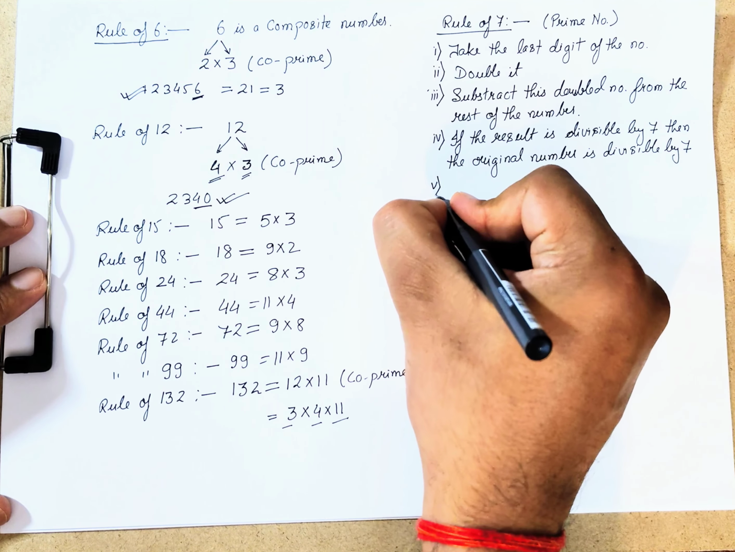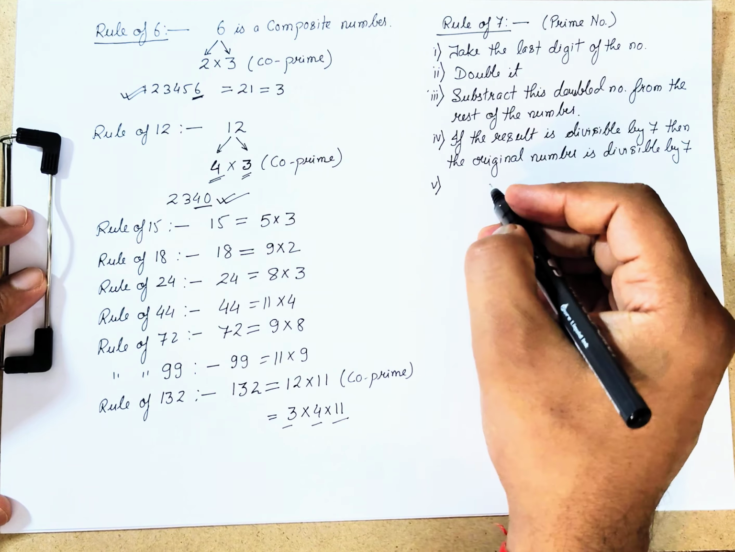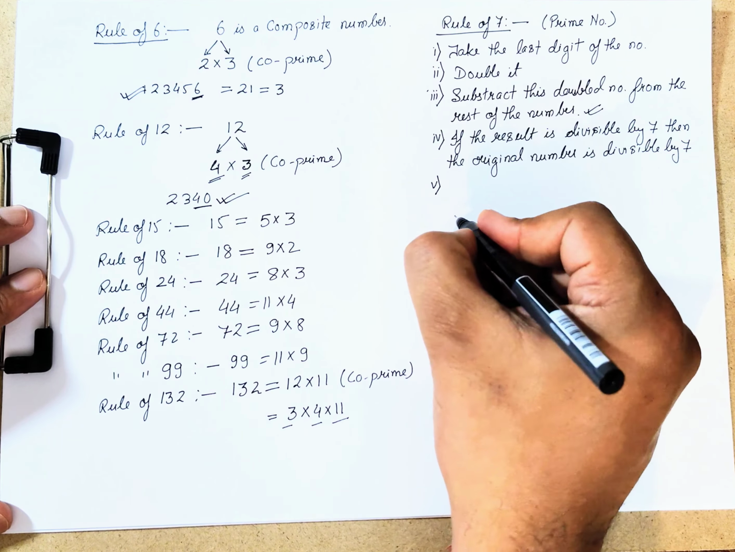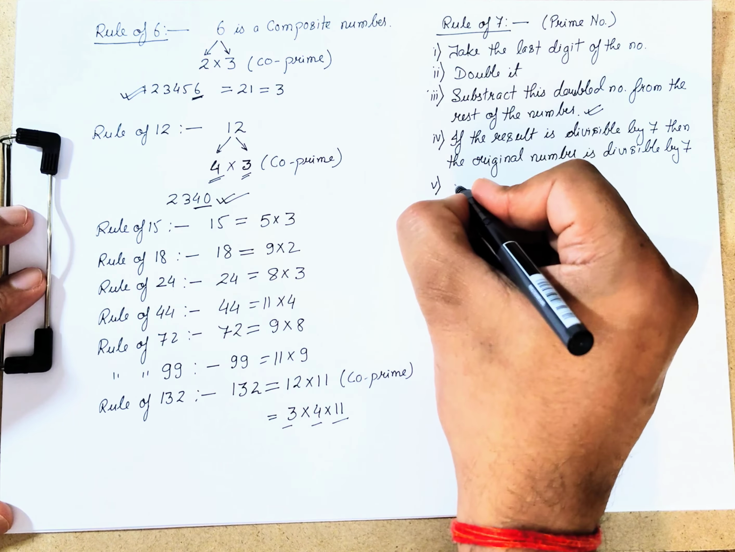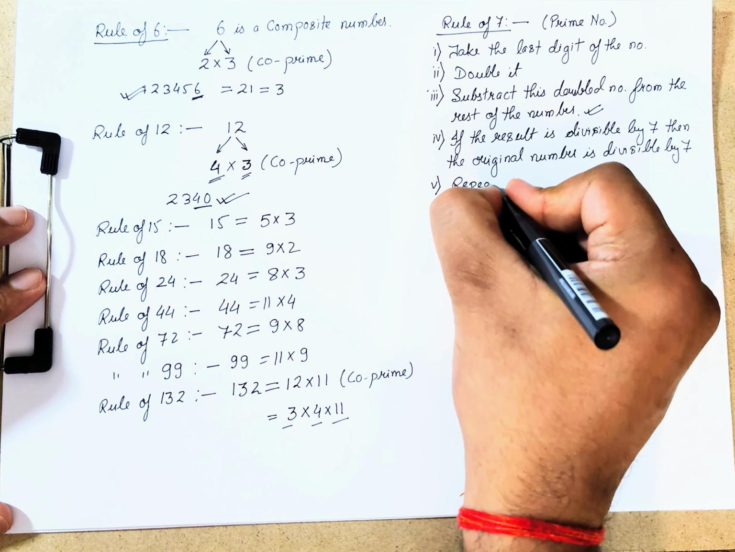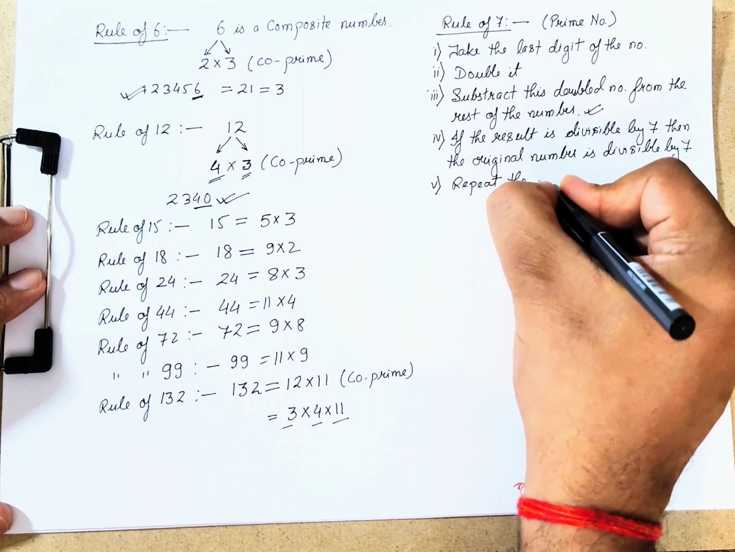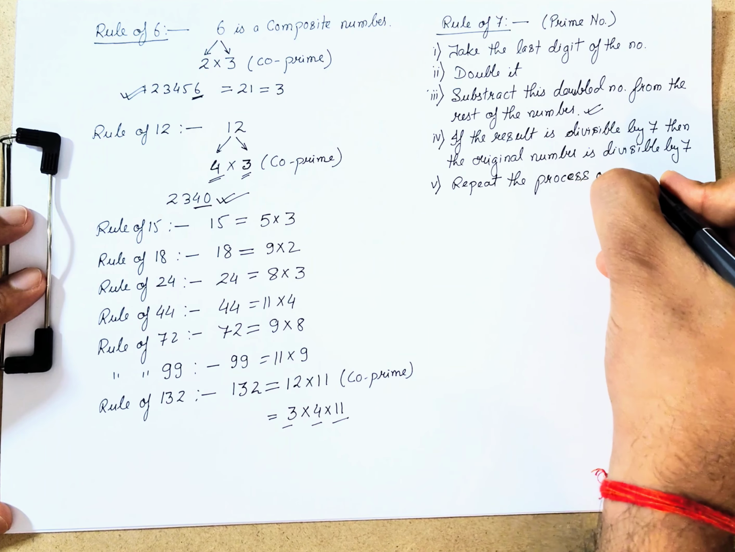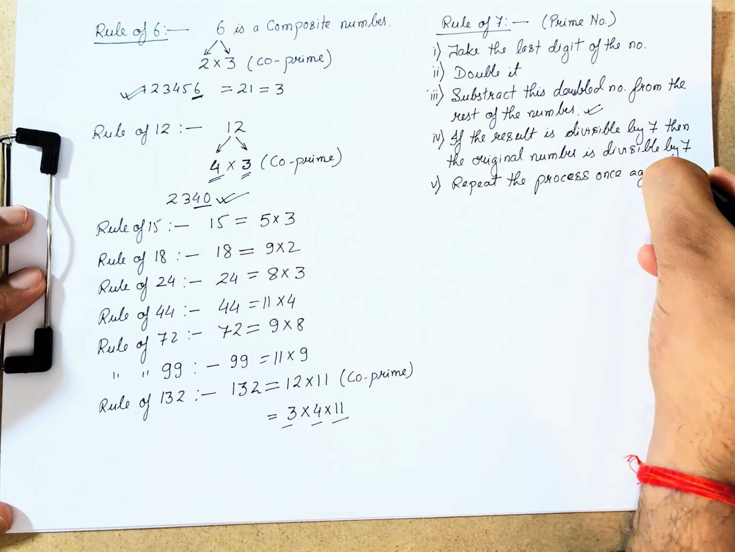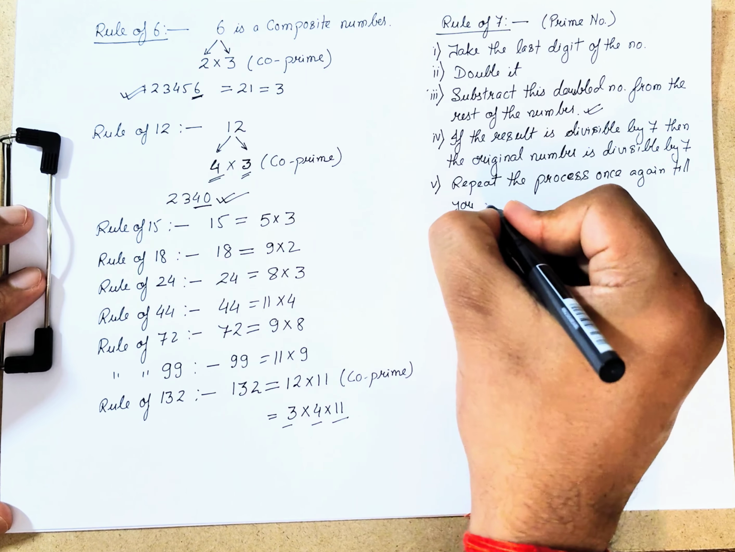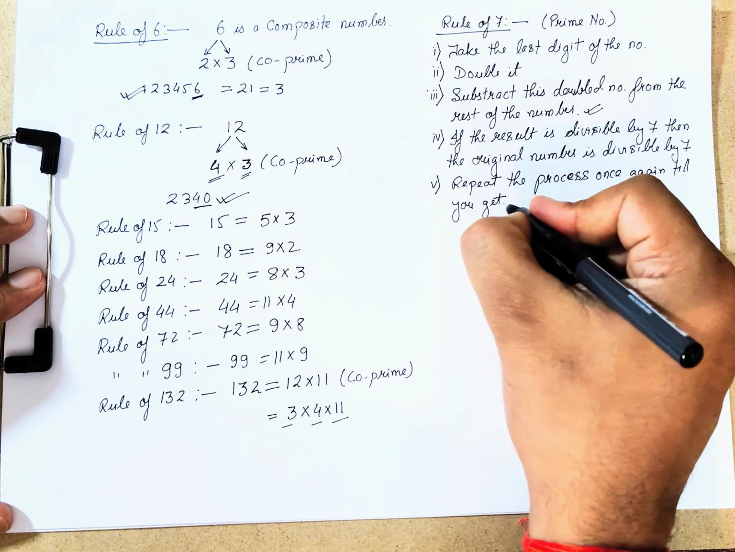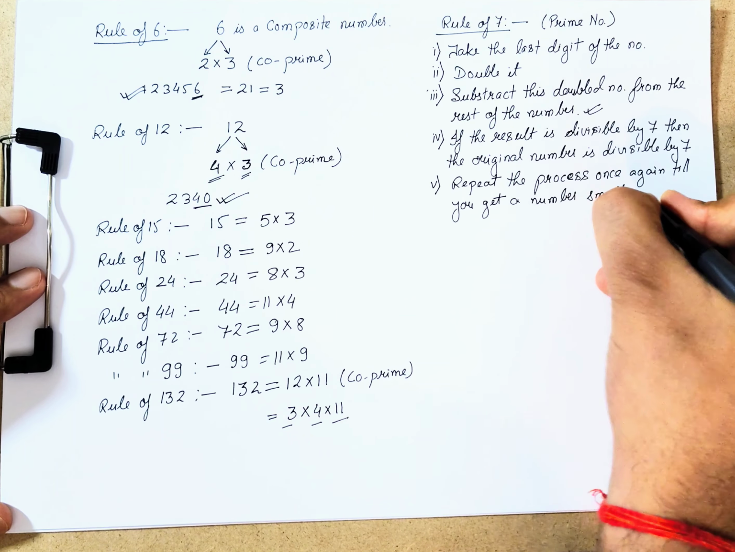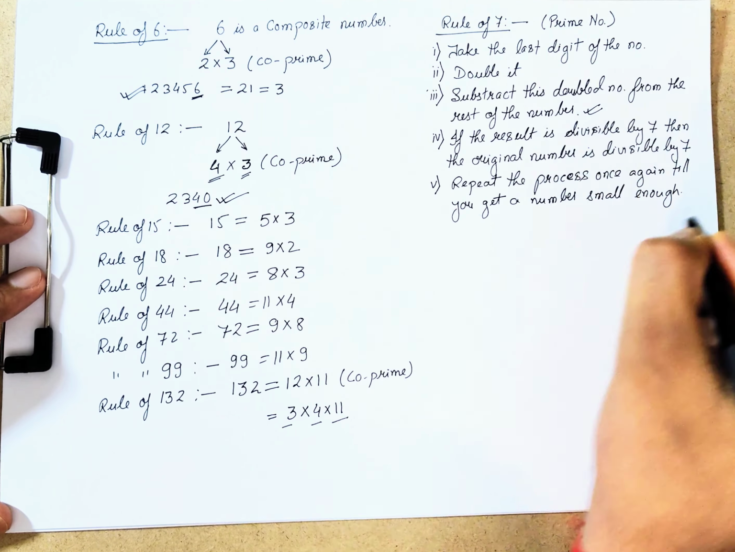Now, if after subtracting the value is still large, we need to repeat the first 3 steps once again, till you get a number which is small enough. Let us see one example.